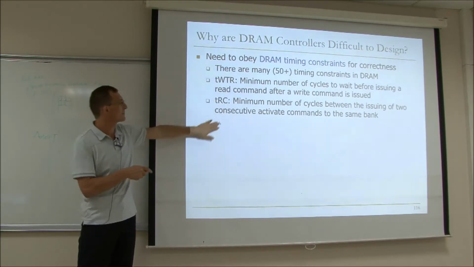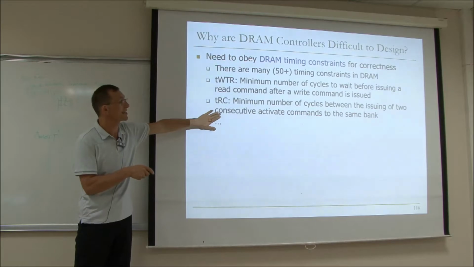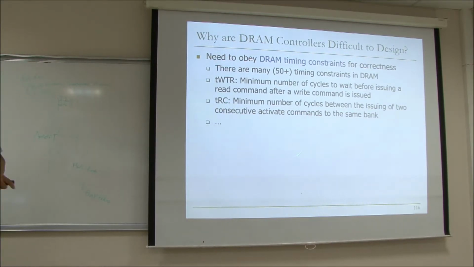This is the row cycle time. This is the main latency component of DRAM today. Minimum number of cycles between the issuing of 2 consecutive activate commands to the same bank. And there are a bunch of these.